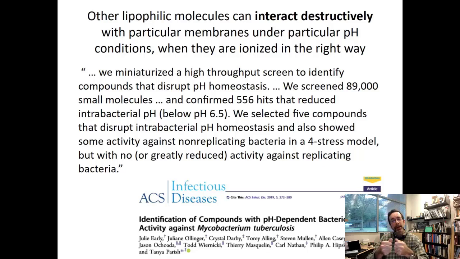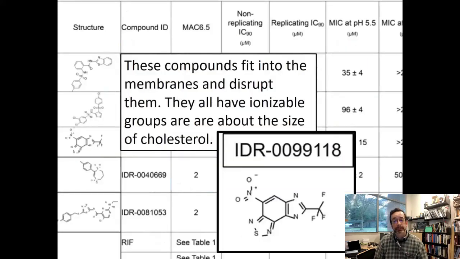That's an indication that these are making the membrane disrupted. They're making it leak. So out of those 500, they selected 5, and they showed that they actually would work against bacteria and not disrupt human membranes. Even better than that, they found that they disrupted non-replicating bacteria, because those are the ones that would be more stressed by the pH disruption.